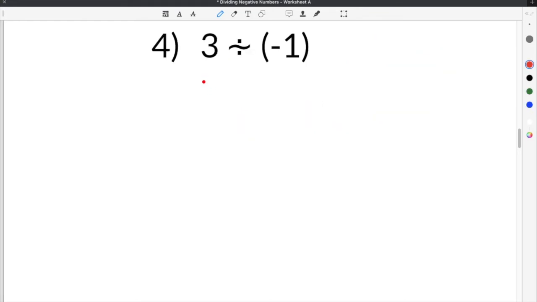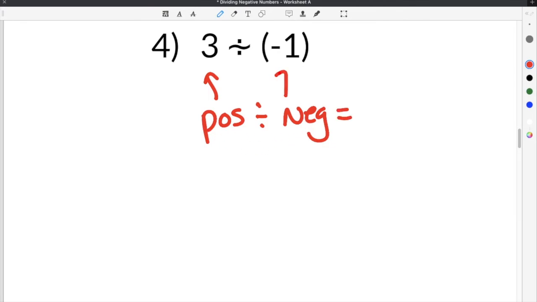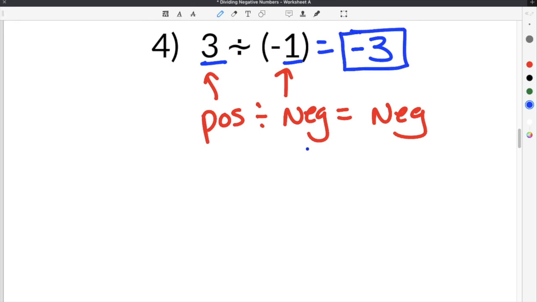The last example that we're going to go over on our dividing negative numbers worksheet is number 4. In this case, we have 3 divided by negative 1. We know that 3 is a positive number, and it's being divided by a negative number. So they have opposite signs, and a rule for figuring out how to divide negative numbers is that a positive divided by a negative is going to equal a negative number. So we just take our numbers, 3 and 1, and we divide them. So 3 divided by 1 is 3, and then we know that it has to be negative because a positive divided by a negative makes a negative number. So our final answer for this one is going to be negative 3.